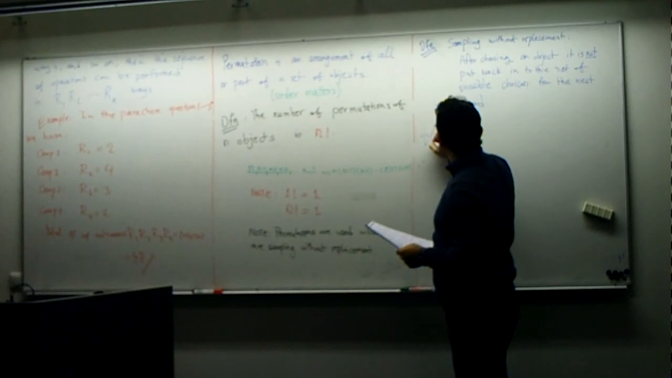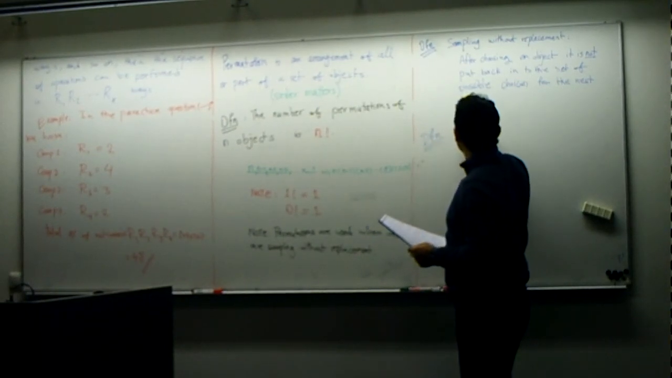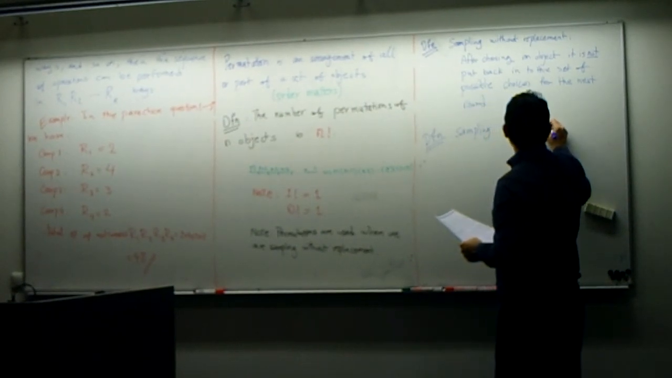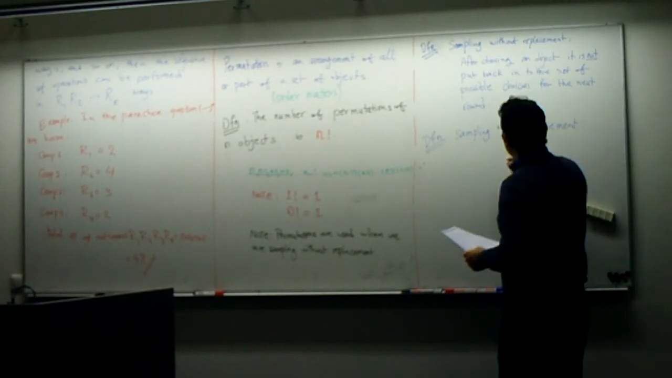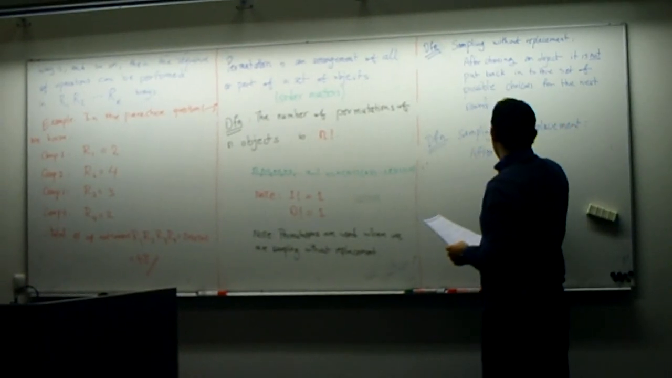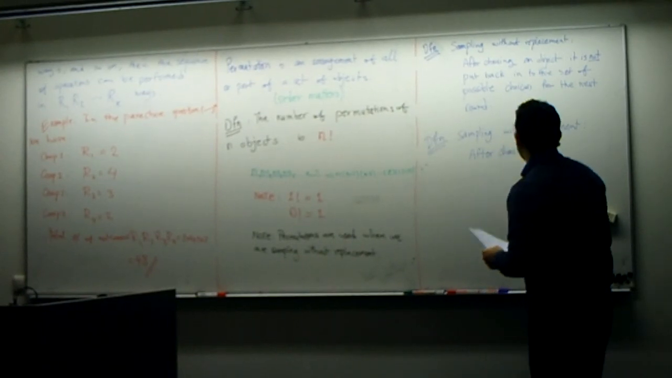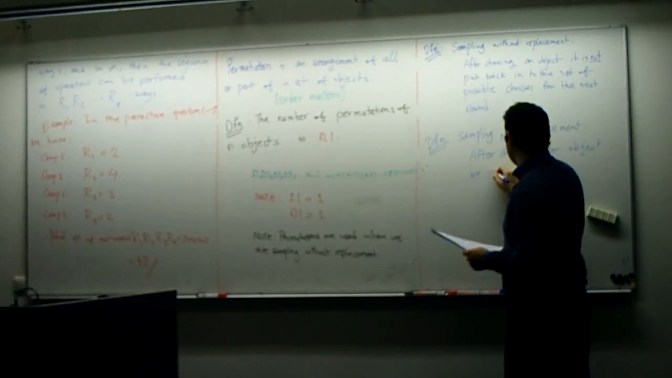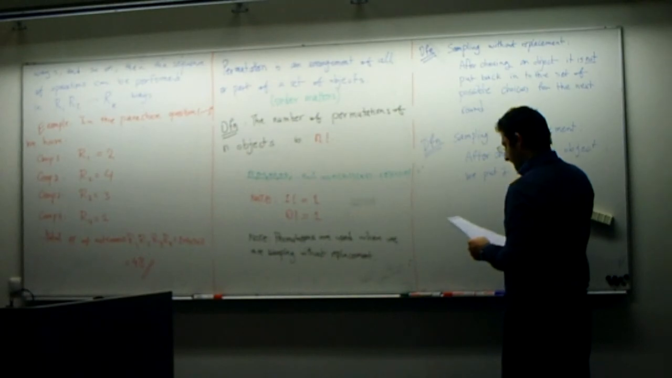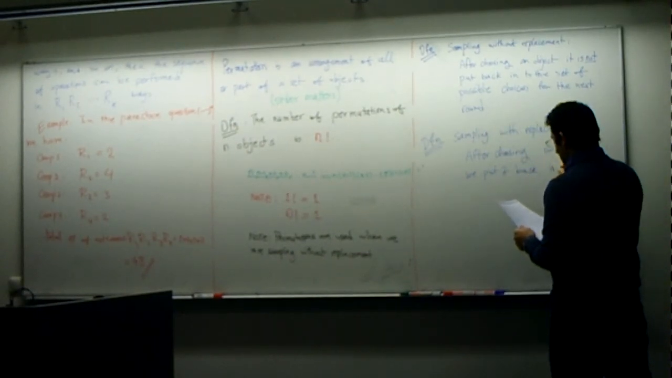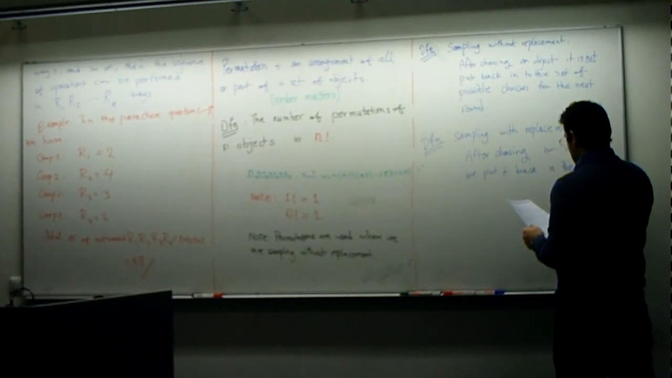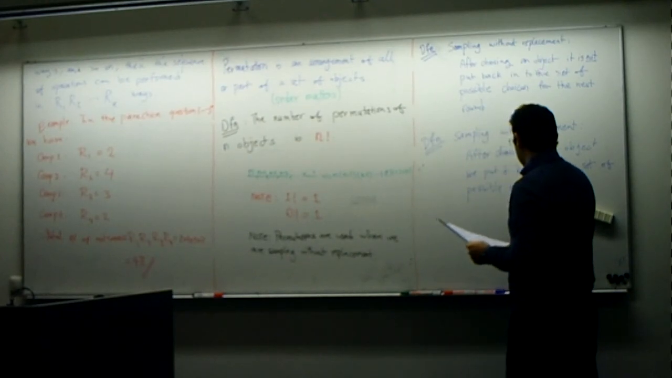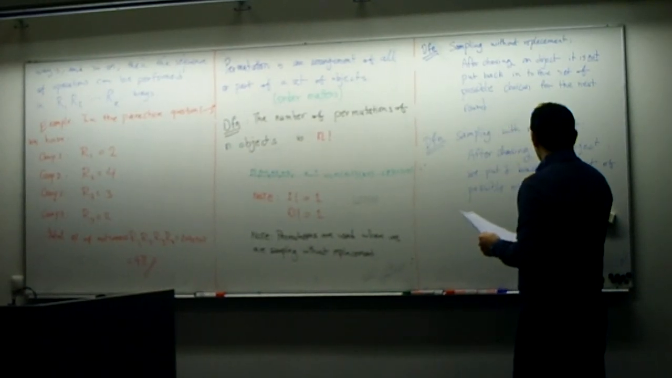And we have the definition of sampling with replacement, which means after choosing an object, we put it back in the set of possible outcomes for the next round.